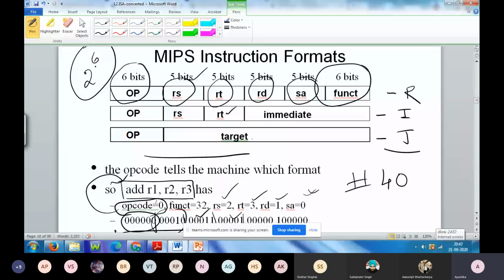Yes, your instructions may be whatever you tell. If you are talking about a general purpose processor, general purpose means that you are supporting a huge variety of instructions. And which instructions you support is determined by these bit sizes or these fields. 2 to the power 6 means you are actually supporting 2 to the power 6 operations.